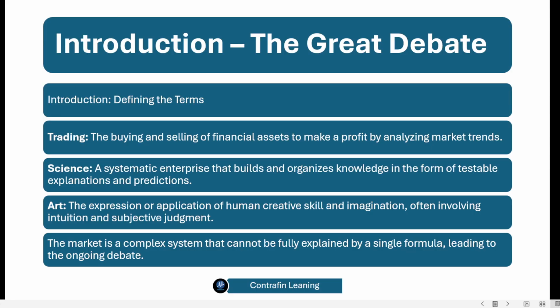And what is art? The expression or application of human creative skills and imagination, often involving intuition and subjective judgment. So art is very simple. It's the application of human creativity and imagination. And trading? The market is a very complex system that cannot be fully explained by a single formula, leading to the ongoing debate.